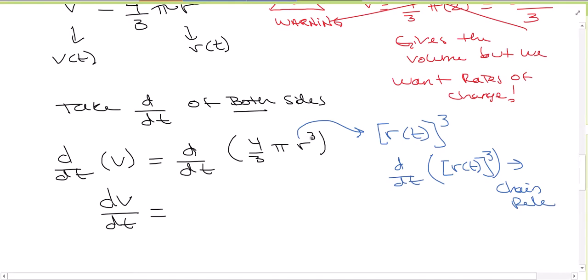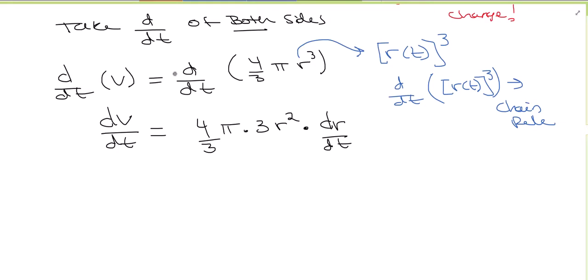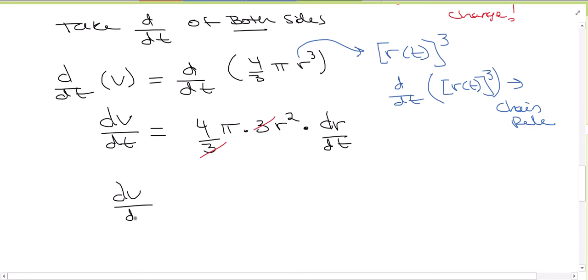So I'm going to bring the 3 down. So it's going to be 4/3 pi times the derivative of r cubed with respect to t. So that's going to be 3 r of t squared times, by chain rule, the derivative of the inside, so r prime of t, but I'm going to write it as dr/dt. And so now we can reduce. Our 3's cancel, so we're left with just dV/dt equals 4 pi r squared times dr/dt.